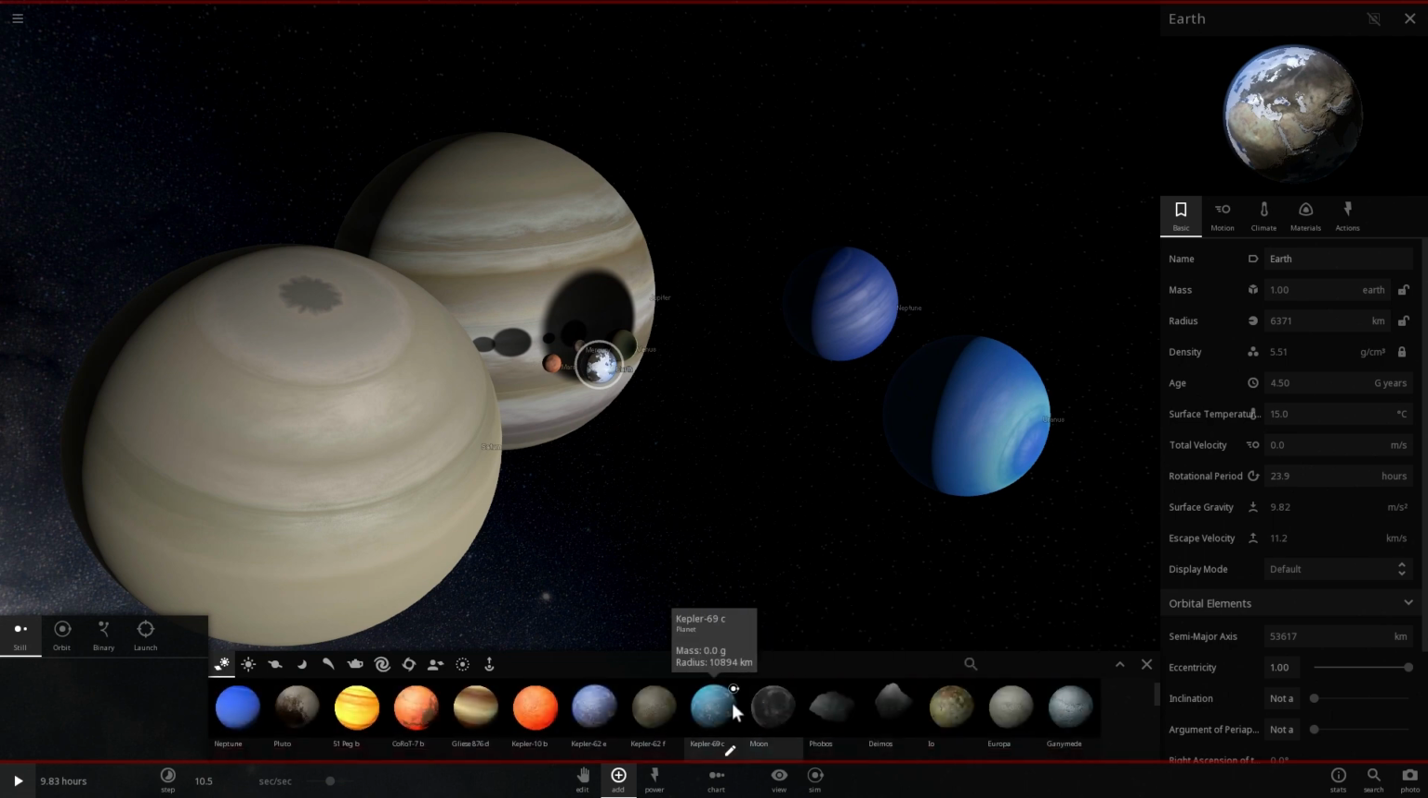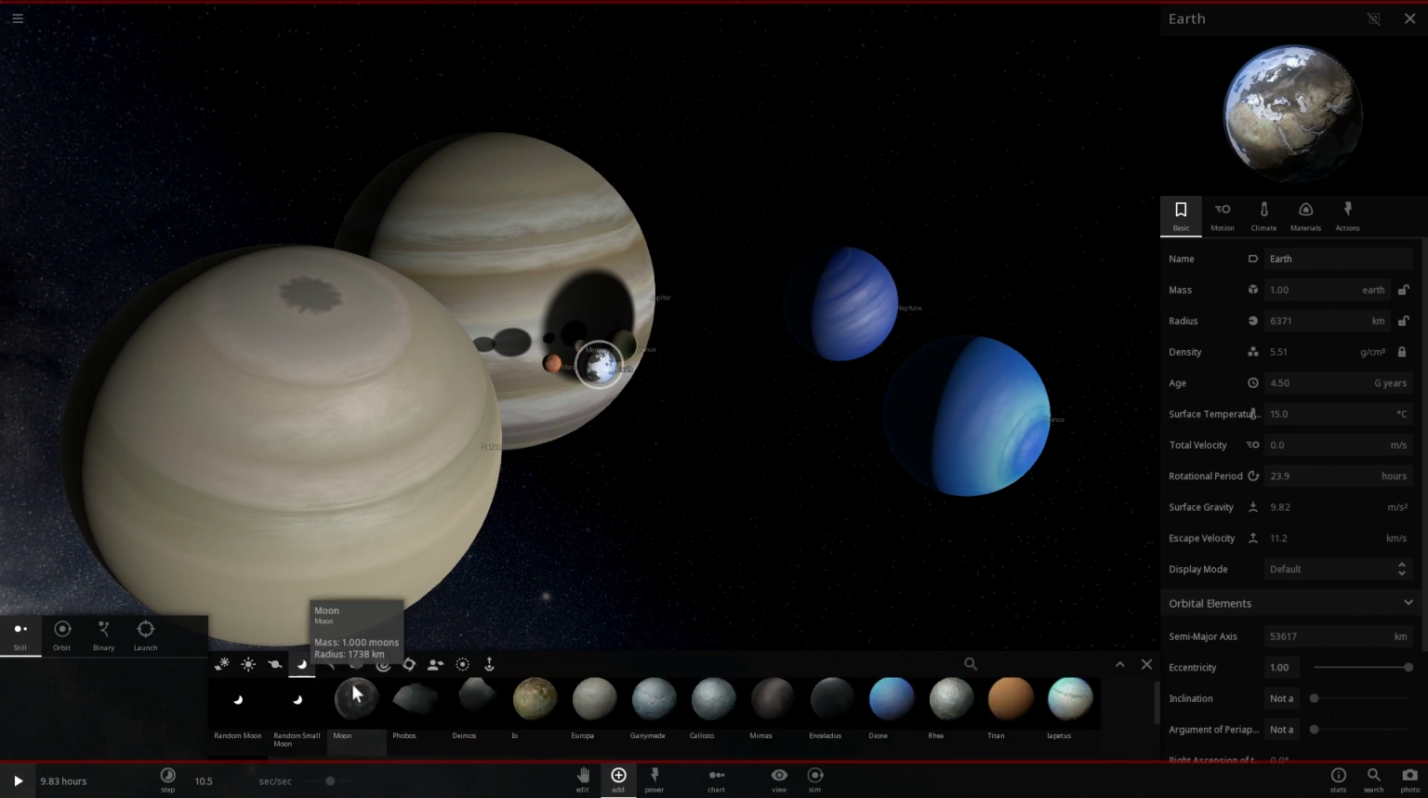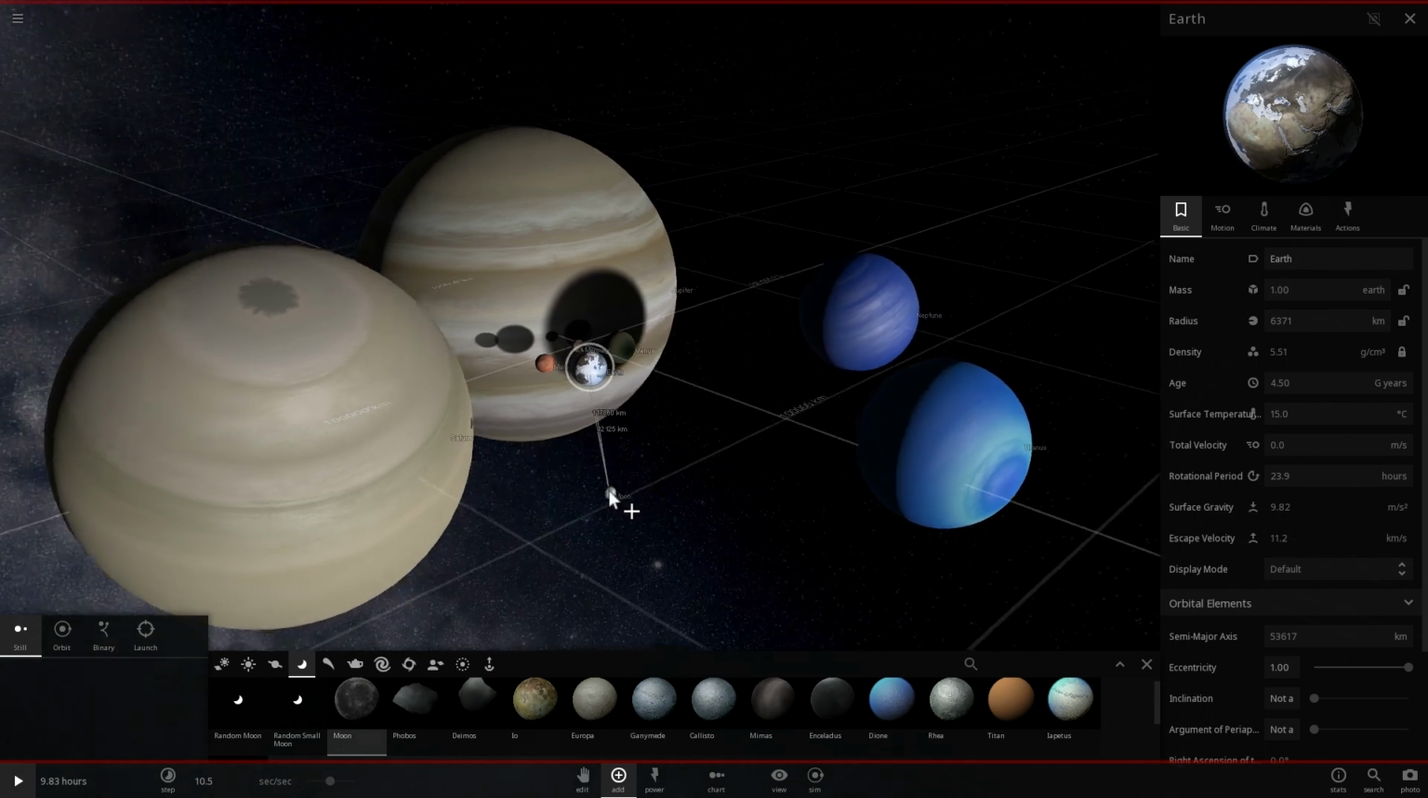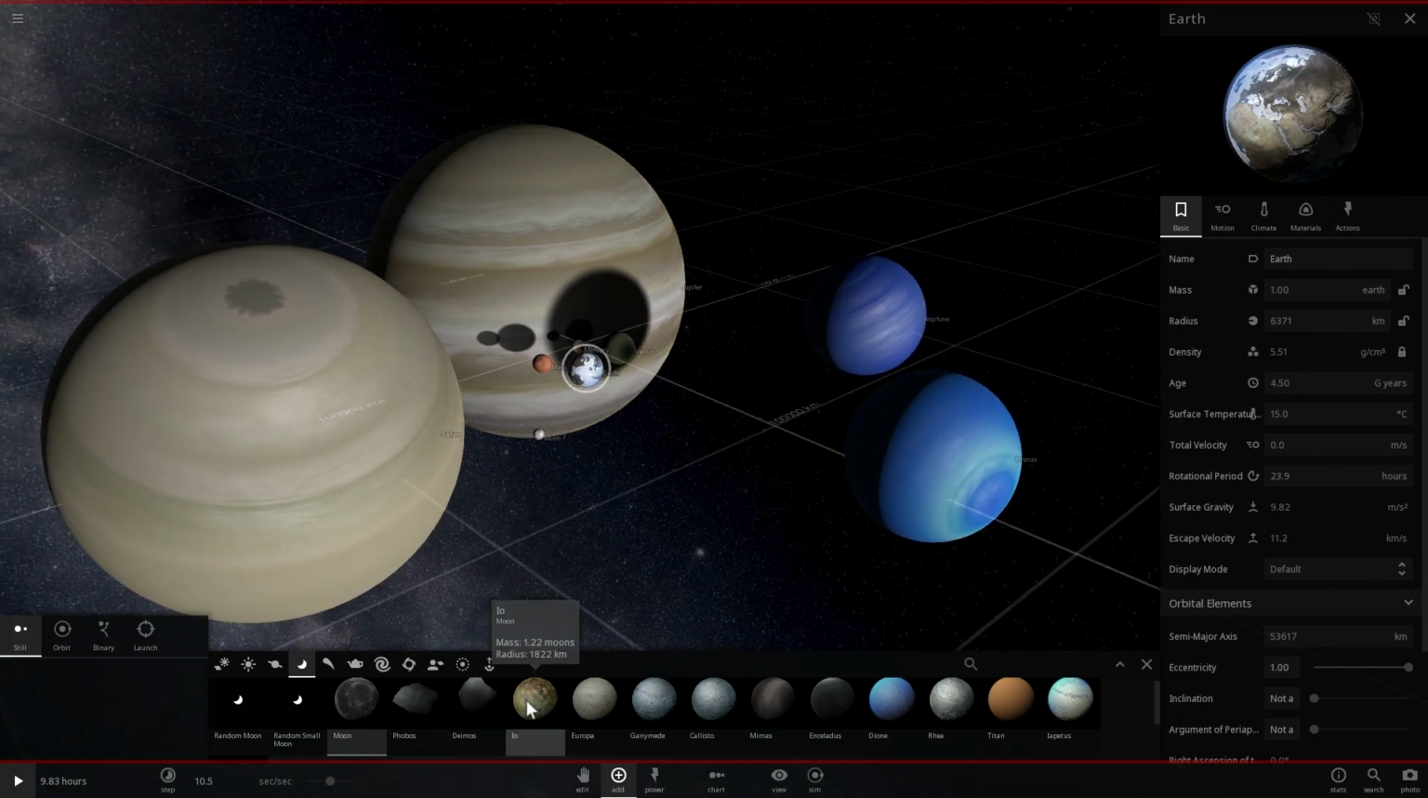So we have all of the planets. We're now going to also add moons. So we're going to put our moon in here. We're also going to put Io, which is pretty massive. Let's put everything actually. Ganymede, Europa. You can see some of them are actually relatively large as well.